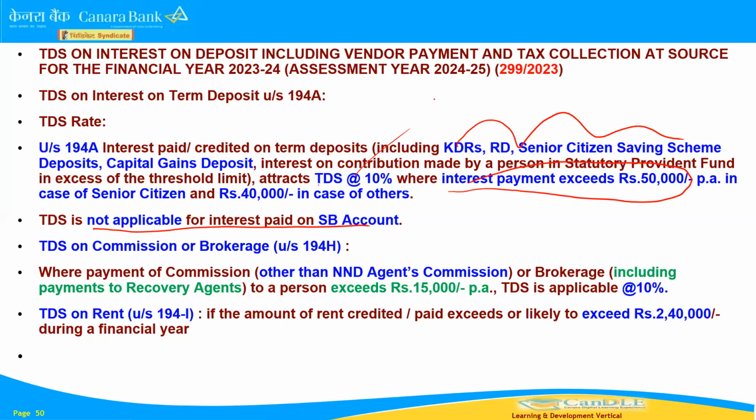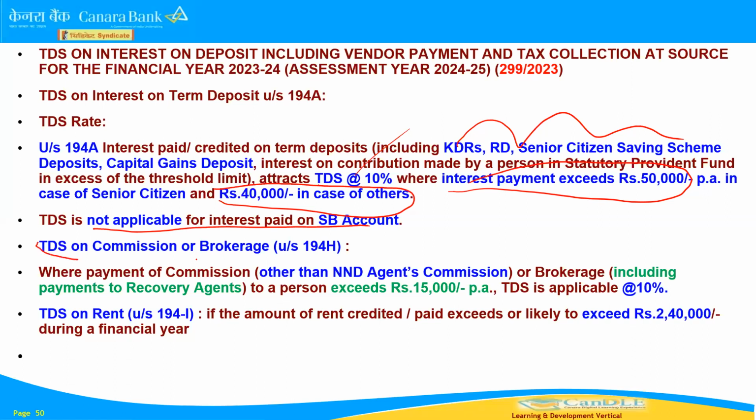So at 10%, they will deduct. For normal persons, 40,000, like you and me, we are not senior citizens. For senior citizens, up to 50,000, no TDS. Above 50,000, 10% TDS. For normal customers, up to 40,000, no TDS. Above 40,000, TDS. If they want to avoid TDS, by submitting a declaration, they have to give 15G and 15H. That you know pretty well.